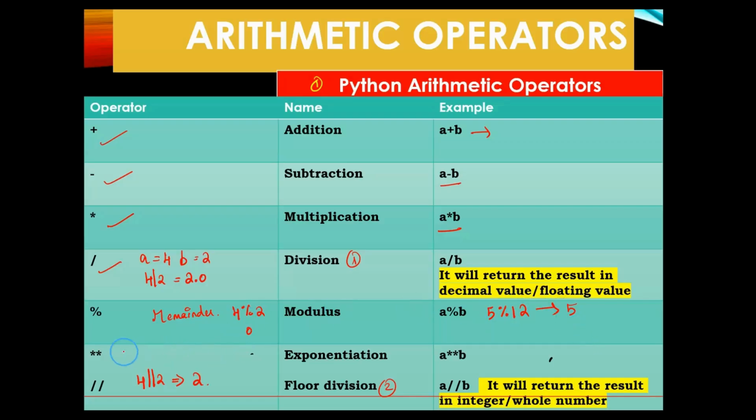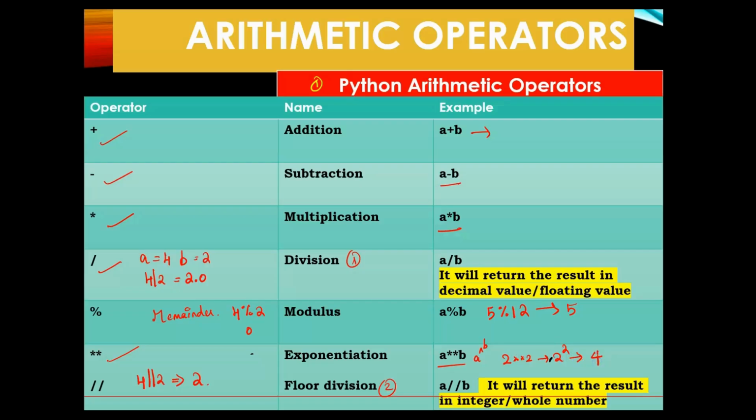Understand? The next one is your exponentiation operator. It is specified as double star, that means a star star b, which is nothing but a to the power of b. Suppose if you are having 2 star star 2, that means you should multiply 2 times 2, 2 to the power of 2, which is 4.